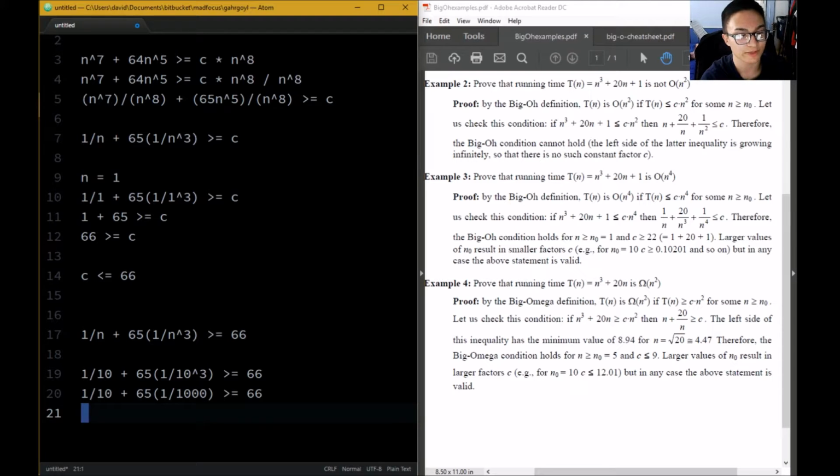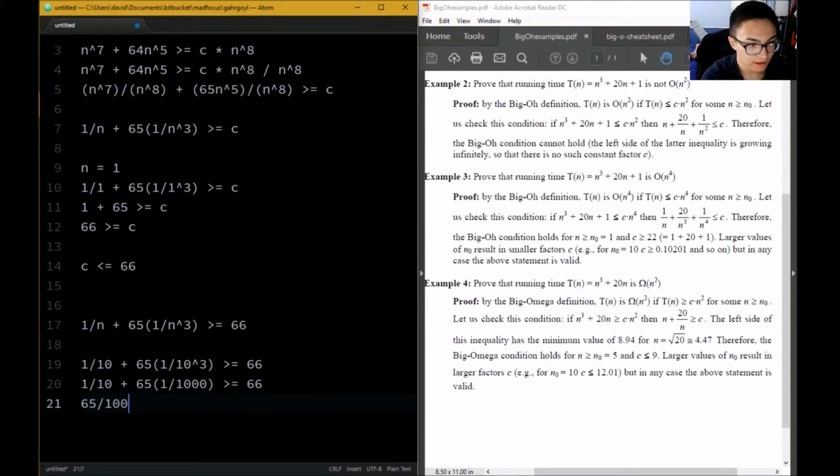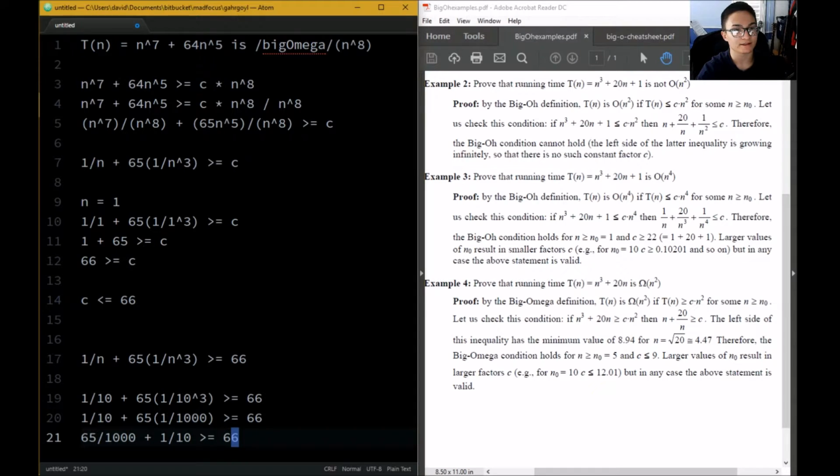Okay. So because it's big omega and not big O, if you add 65 over 1,000 plus 1 over 10, is it greater than or equal to 66? So, what have we learned? This is false because 65 1,000ths plus a tenth is nowhere near 66. And because this is false, this means that the statement that this equation is big omega of n to the 8th is false, because with big omega you're swapping the inequality.